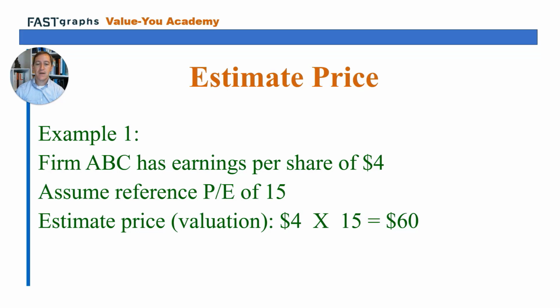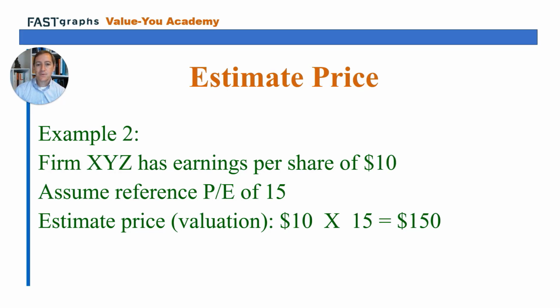So let's just do an example to actually estimate a price. Let's say some firm ABC has earnings per share of $4. And let's assume we're going to use this reference PE of 15. Then to estimate price is very simple. You take the earnings per share, $4, and you multiply by the reference PE of 15. So 4 times 15, or $60. So that $60 is one estimate of price. That's one valuation. This is one approach of doing it for this particular example.